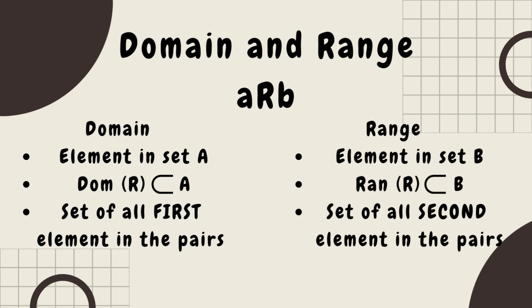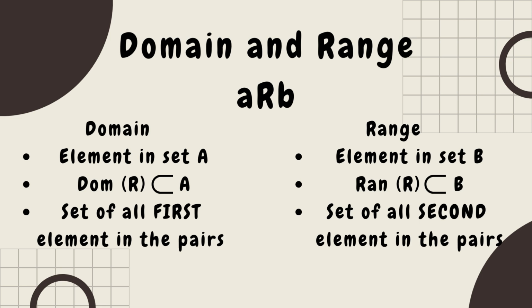Now, let's move on to the range. First, element in set B. The range consists of all elements that are part of set B. This means that if an element is in the range, it must belong to set B. Second, similar to the domain, this is represented mathematically as shown, which means that the range of the relation R is a subset of B. Every element in the range is taken from set B.